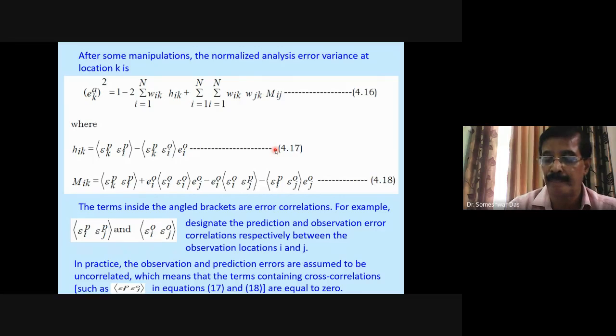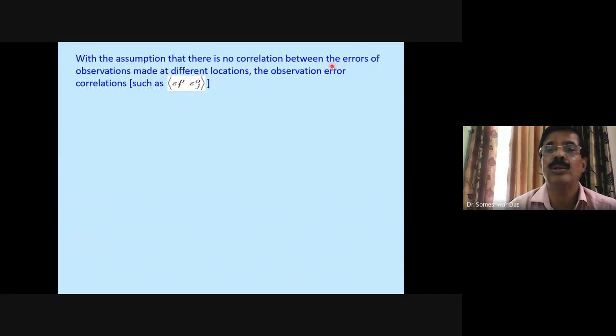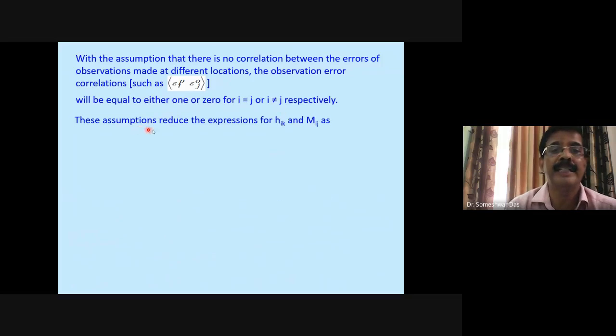So this will make a lot of simplification. With the assumption that there is no correlation between the errors of the observations made at different locations, the observation error correlations such as epsilon IO and epsilon JO will be equal to either 1 or 0. For example, when I is equal to J, then it will be 1, and otherwise it will be 0. In this case, they are not correlated. These assumptions reduce the expressions for HIK and MIJ, which you saw in the previous slide.